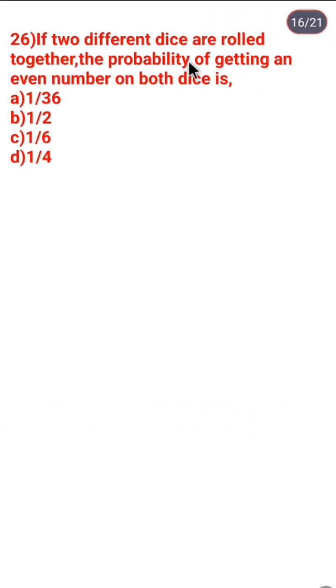So the next question is: if two different dice are rolled together. One dice rolled 2 times and 2 different dice rolled simultaneously, both things are the same. So the total possible outcomes. Here for dice, what is the formula I've given? When one dice is thrown, how many outcomes? 6. How many times is the dice thrown? 2 times. Both are the same, that is 6 into 6, 36. Total will be 36. The probability of getting an even number on both dice.